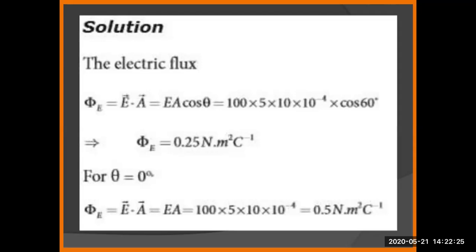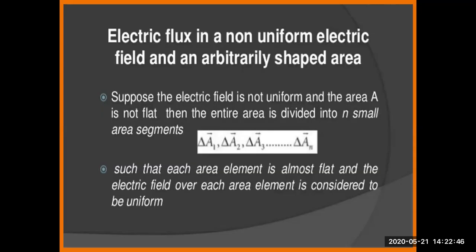I think it's very simple. You can solve many of these types. You will have to put the value of theta and the electric field, and you will have to convert it into meters because the area was given in centimeters. So he has converted each and every unit into the same unit, meter. The unit is newton meter squared per coulomb for electric flux.